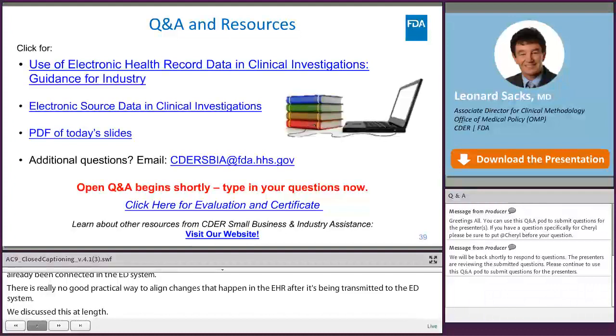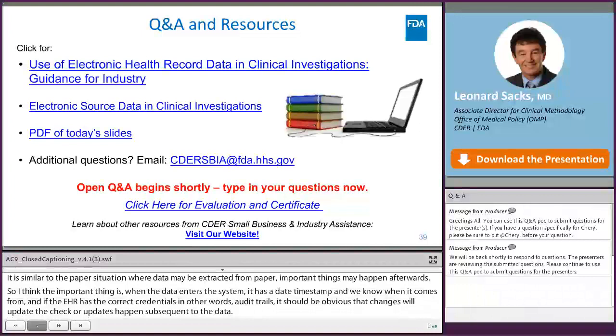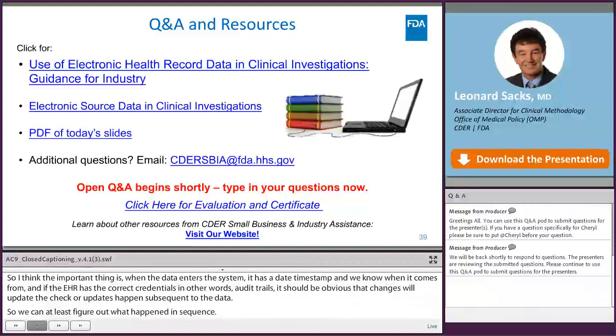So I think the important thing is that when the data enters the EDC system, it has a date time stamp and we know where it comes from. And if the EHR has the correct controls, in other words, audit trails, it should be obvious that changes or updates to the EHR happen subsequent to the transmission of the data, so we can at least figure out what happened in sequence. Obviously, there's nothing wrong with an investigator finding out from a patient that something happened, checking back with the EHR and finding out that it's been changed, in which case they can apply the changes to the electronic case report form or the EDC.